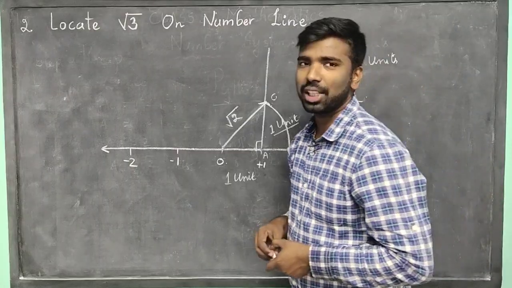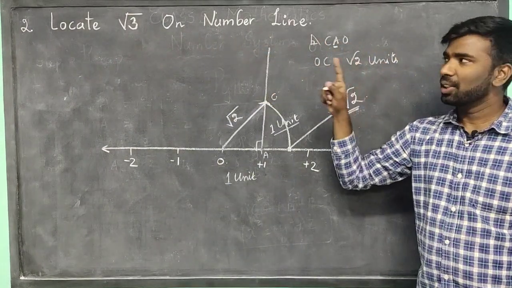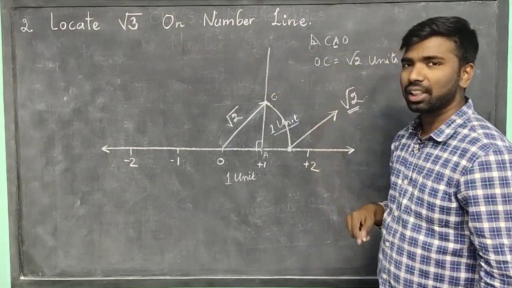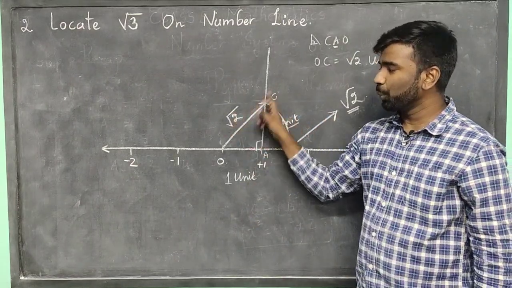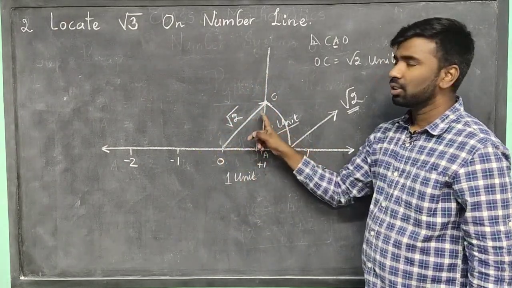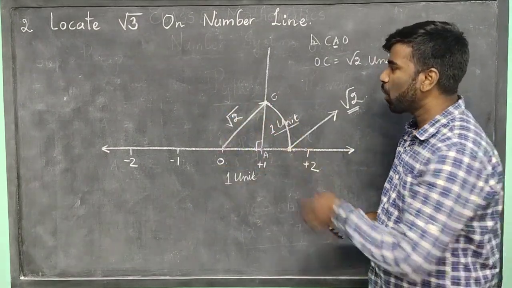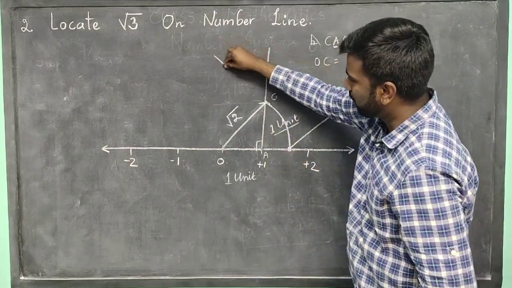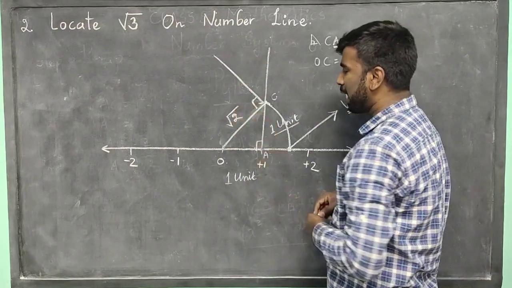Friends, now the second question: locate root 3 on the number line. We have to locate the irrational number root 3 on the number line. To locate root 3, the steps up to root 2 remain the same. We have to draw the number line up to root 2. Now from the point C, draw a perpendicular line, using your protractor, draw a 90-degree line.